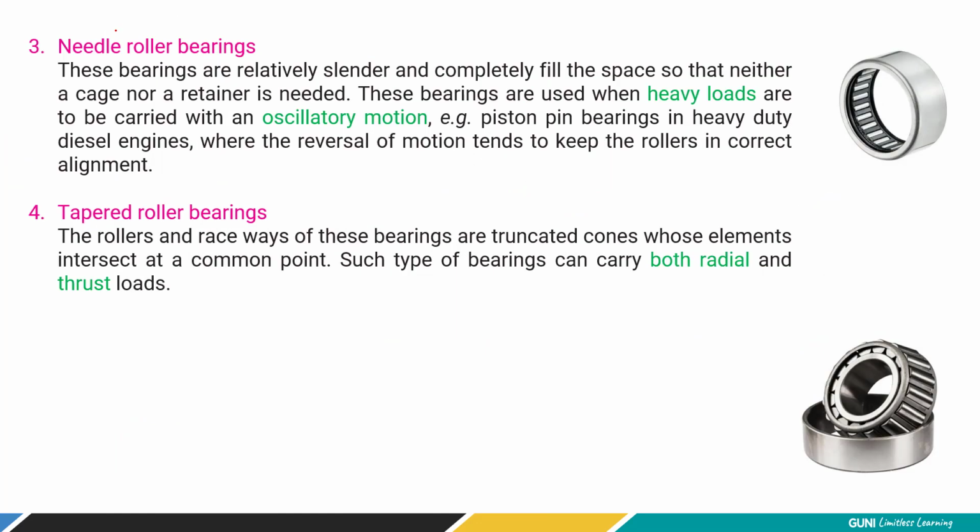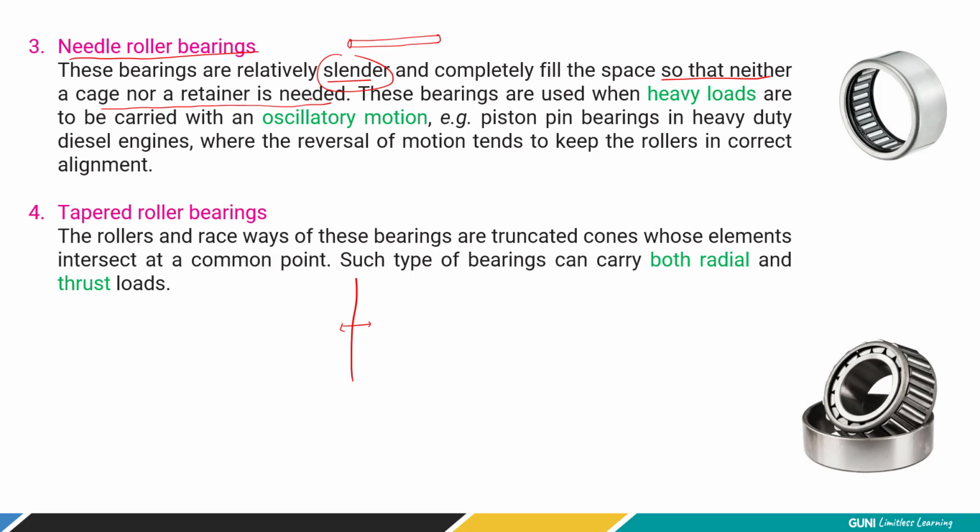Now third is needle roller bearings. Now what is a needle? How do you identify a needle? A needle has a very small diameter and a very good amount of length with respect to the diameter. So these bearings are relatively slender. Slender means हम बोलते तो पतली बोलते हैं उसको. Slender means लंबाई में ज़्यादा और चौड़ाई में क्या है कम, उसको बोलते हैं slender. Okay, and they completely fill the space so that neither a cage nor a retainer is needed.